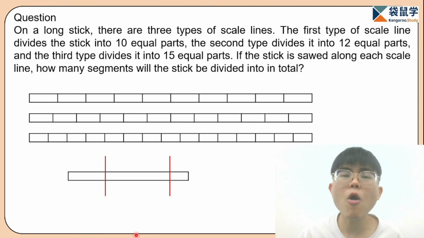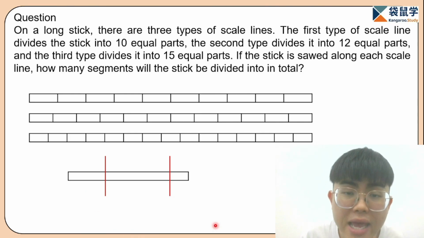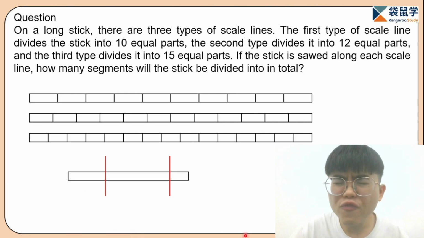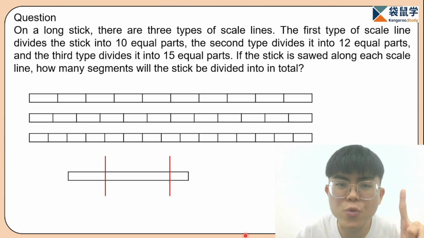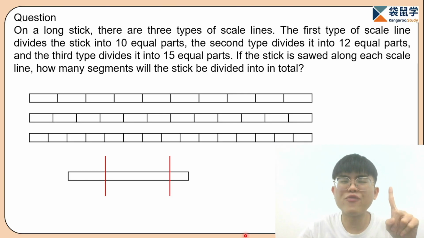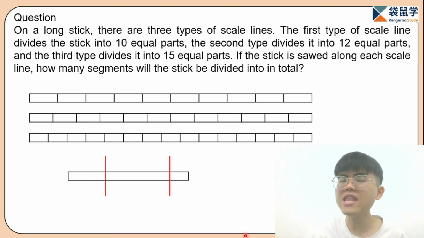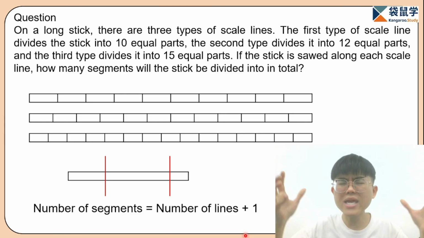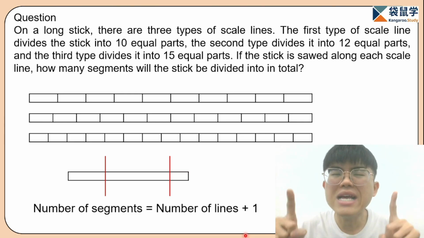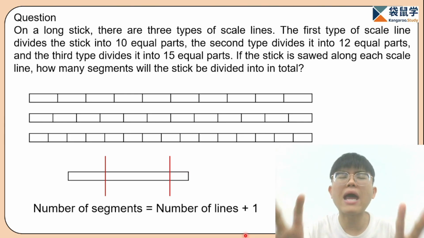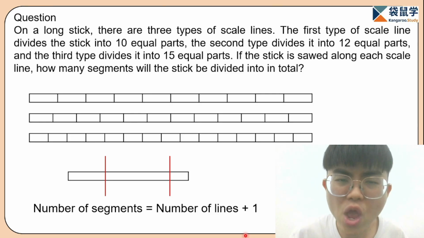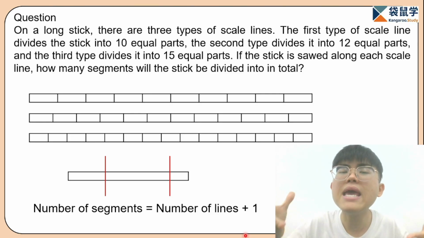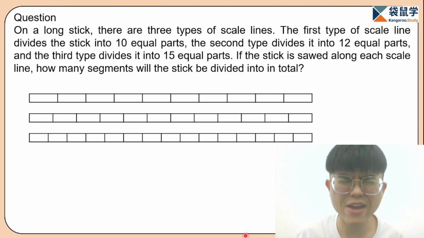We said, how many lines are there? So everyone, to find out how many segments there are, what do we do? We just have to find out how many lines there are, and then we plus 1. We can get the number of segments. So for this question, instead of directly finding out how many segments there are, we can first find out how many lines there are.